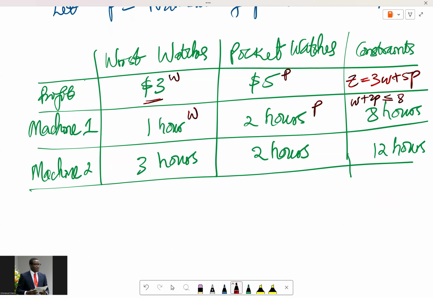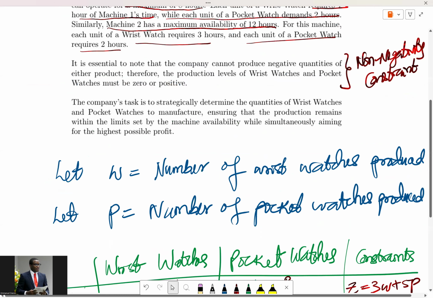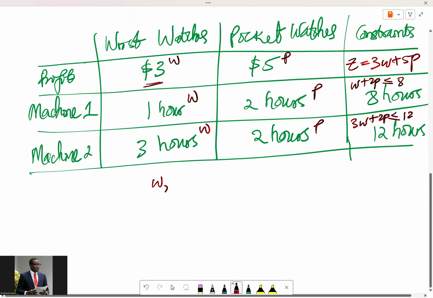And when you talk about machine 2, if you produce W wristwatches, it means you're going to spend 3W hours on machine 2, and then you're going to spend 2P hours on machine 2 for pocket watches, so that you now have 3W plus 2P less than or equal to 12 hours, since you cannot spend more than that. And of course, we automatically have the non-negativity constraints. That simply means W and P will always be greater than or equal to 0.